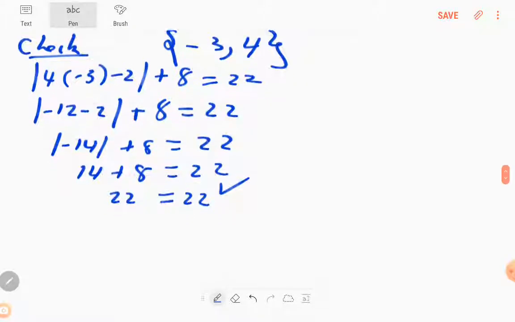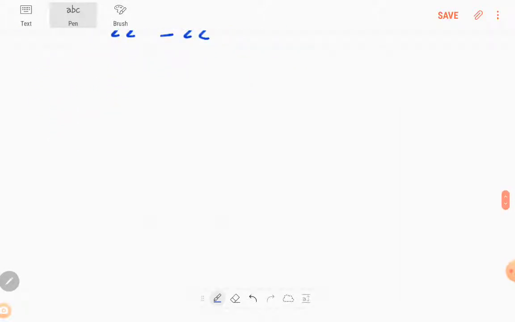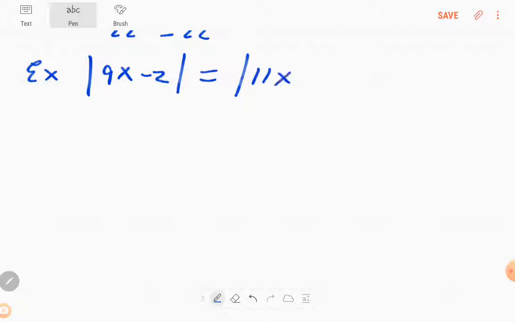Our next example is the absolute value of 9x minus 2 equal to 11x plus 10.